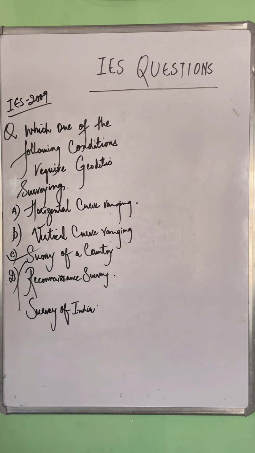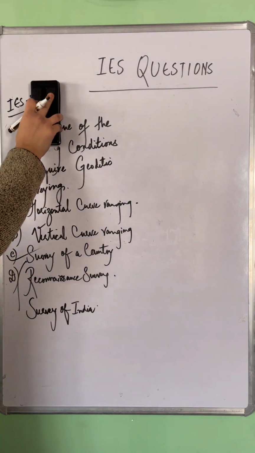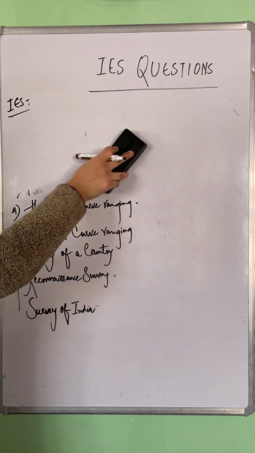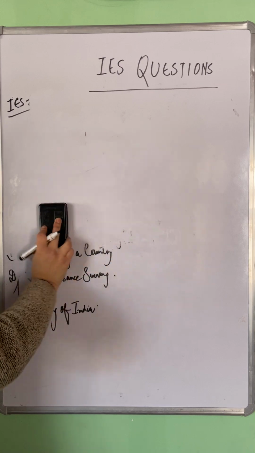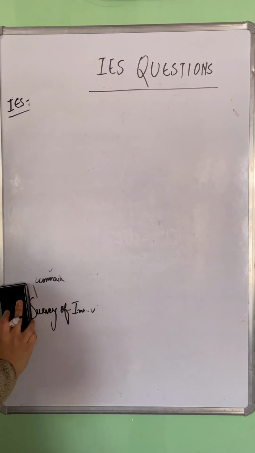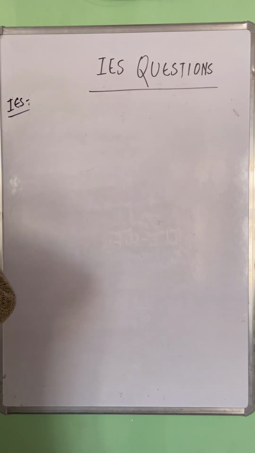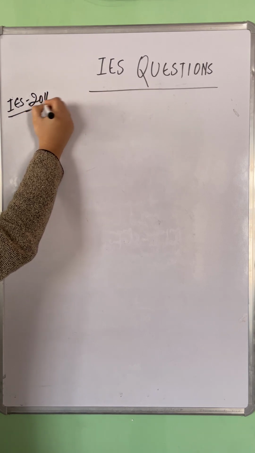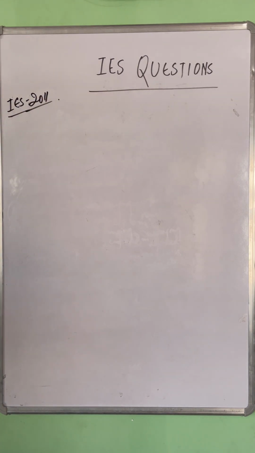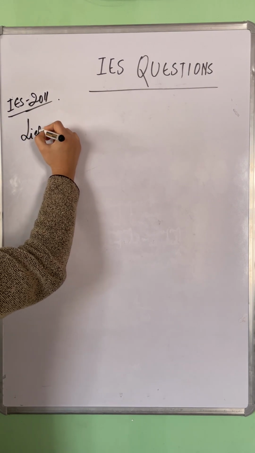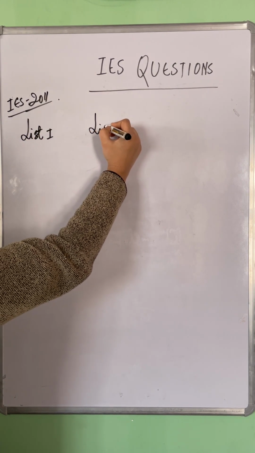Let's move on to the next one. This question was asked in IES 2011, and the question is, again we have to match list 1 with list 2. This is list 1 and this is list 2.